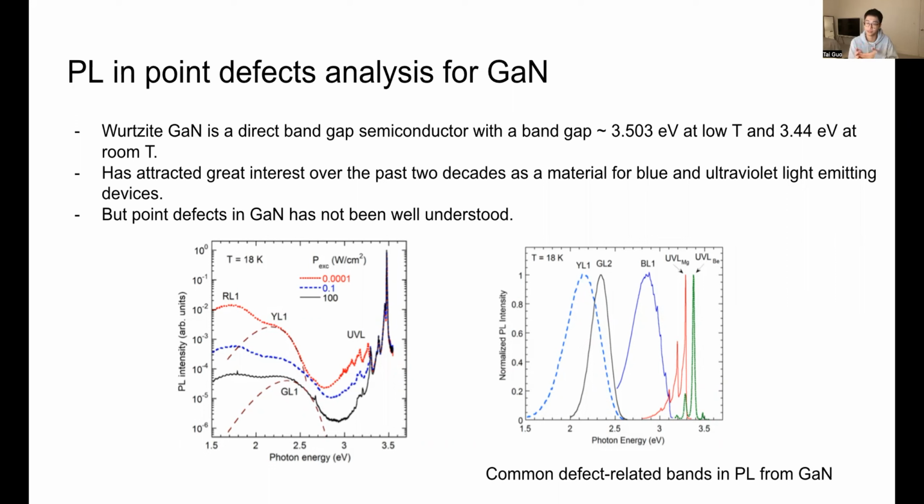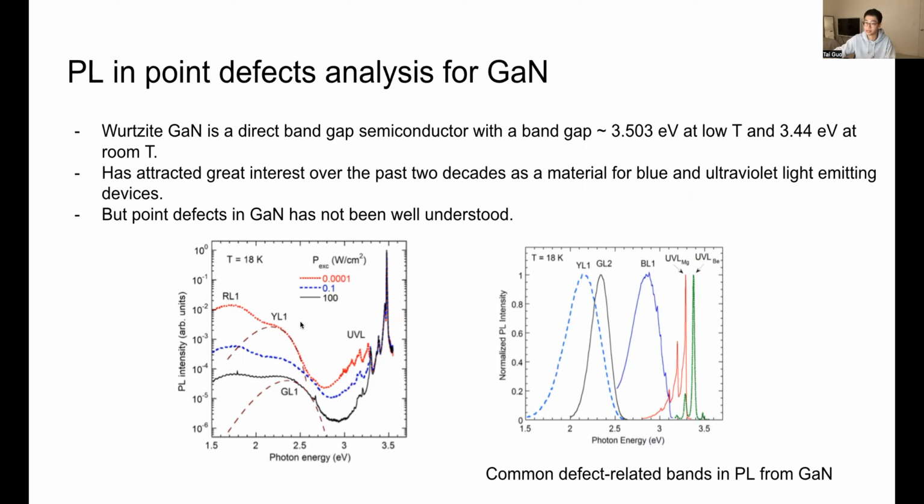But photoluminescence is a powerful tool that has been used in many previous research for the defect analysis of gallium nitride. So in this part, we're gonna see how we could analyze those PL data and what kind of information it tells us about the defects in the semiconductor.